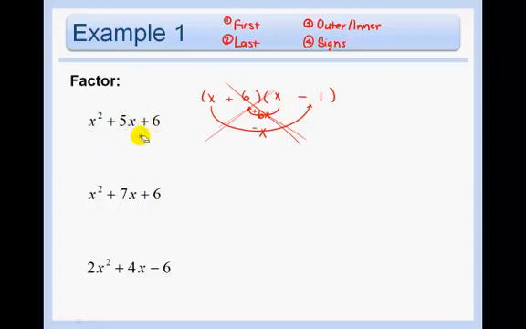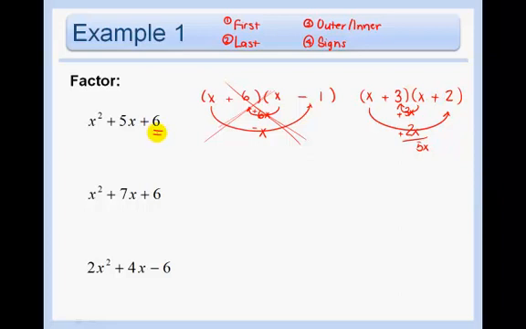Let's start over. X and X. Yeah, there's another way to make a 6. It could have been a 3 and a 2. So let's do our outer. Let's do our inner. Add them to make 5X. So plus and plus. So a plus sign goes there, and a plus sign goes there.